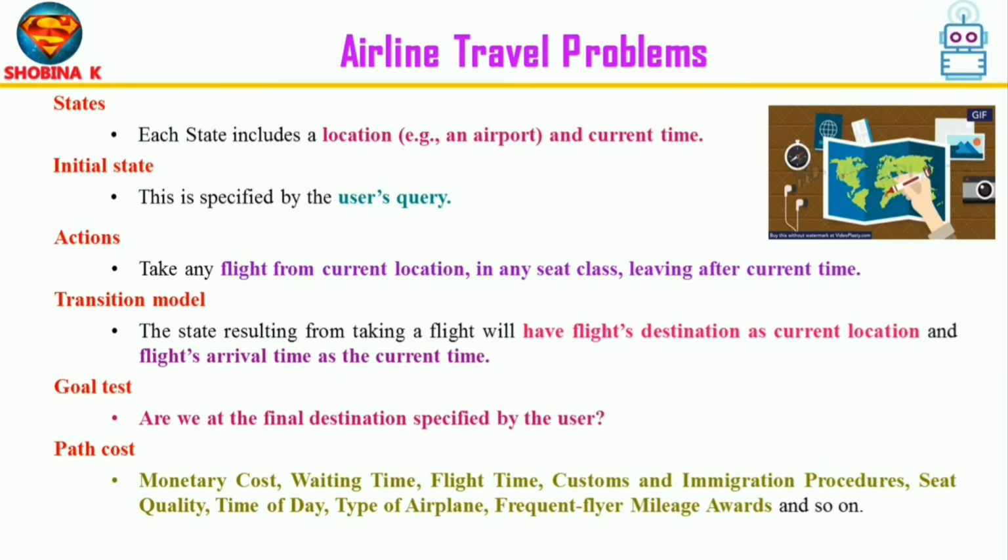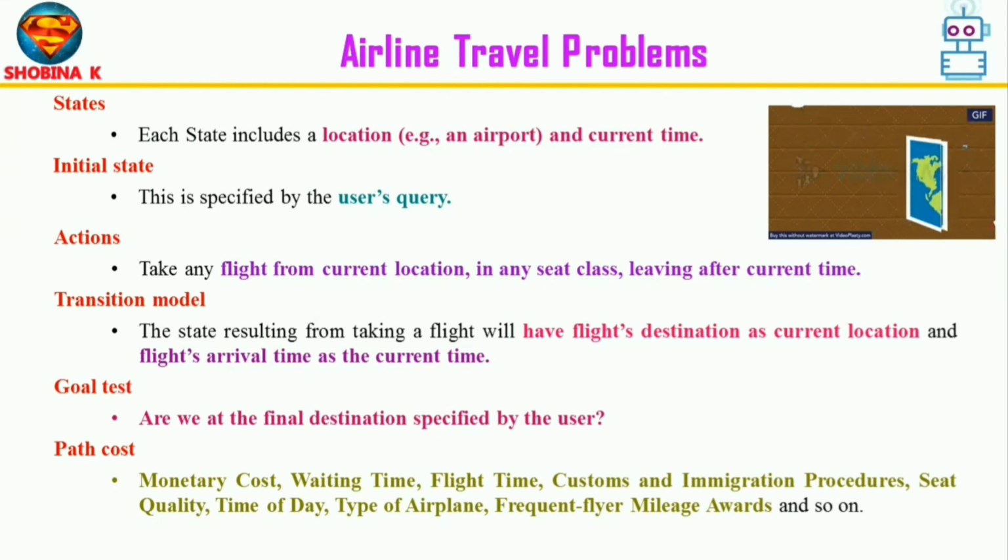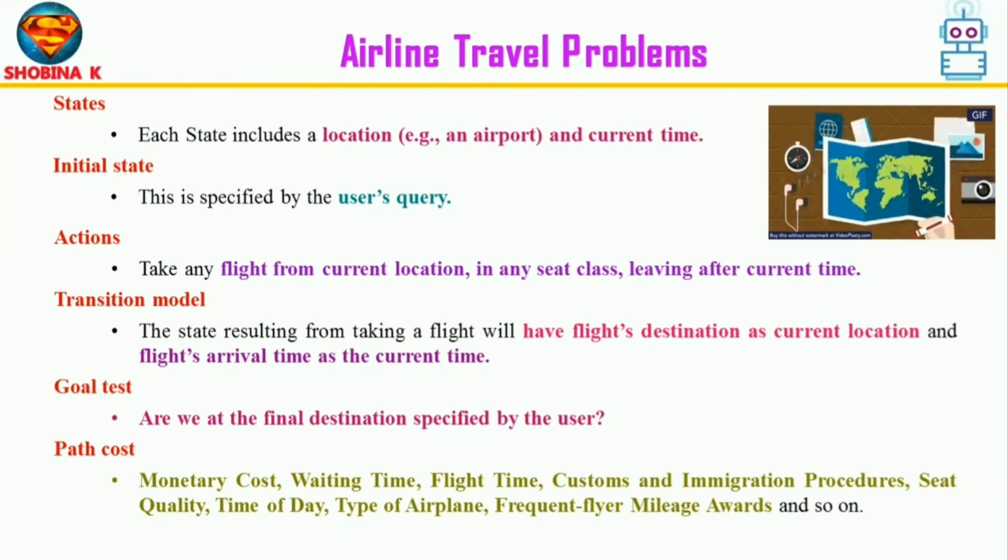The transition model: the state resulting from taking a flight will have the flight's destination as the current location and the flight's arrival time as the current time. The goal test will check: are we at the destination by some pre-specified time? The path cost depends on monetary cost, waiting time, flight time, customs and immigration procedures, seat quality, time of day, type of airplane, frequent flyer mileage awards, and so on.